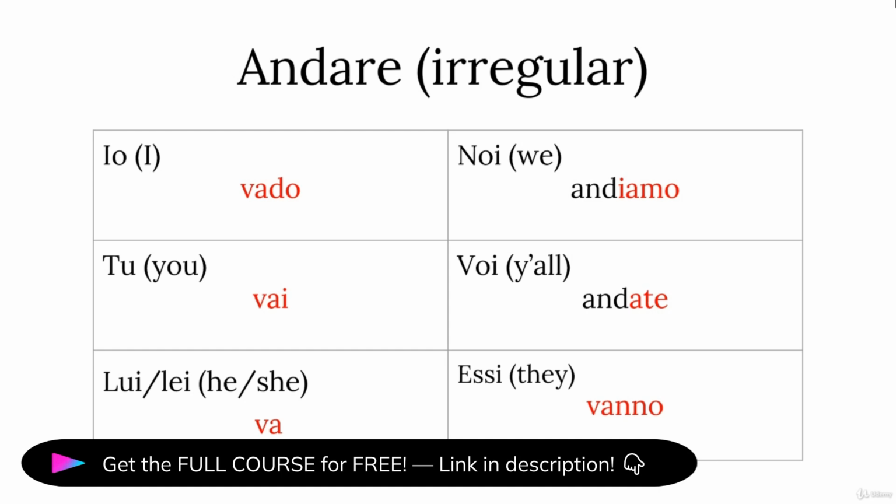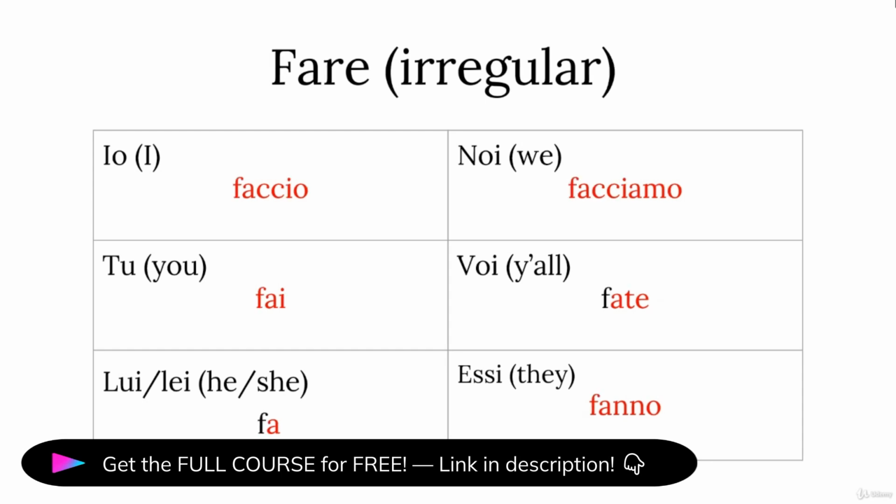Then it becomes a little bit regular. Noi andiamo, voi andate, essi vanno. So it becomes irregular once again. With these verbs, the only thing you can do is to learn them by heart, as in all languages.